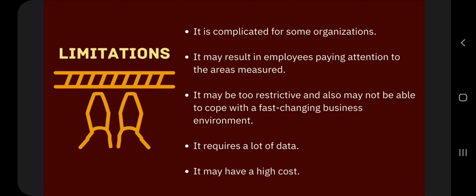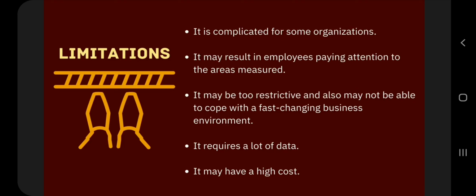Now to the third one. It may be too restrictive and also may not be able to cope with a fast-changing business environment. So the market is changing rapidly nowadays, and it takes time to construct a BSC system in the organization. Important elements for an organization change every day, and new elements arise also every day. It's quite possible that one element is very important when the organization decides to adopt BSC and becomes not important at all when BSC is finally established.